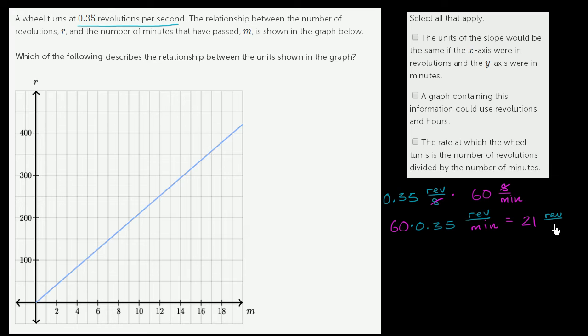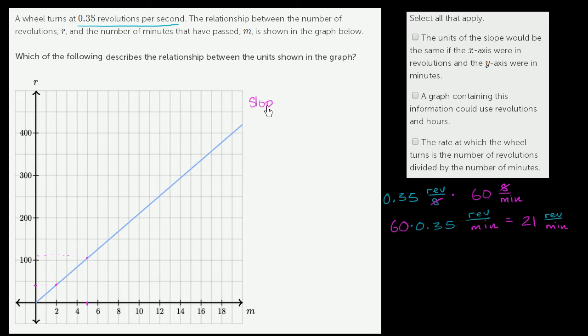Now, is that consistent with what we're seeing in this graph? Let's see. After 2 minutes, we should have 42 revolutions, and that looks pretty close to 42 revolutions. After 5 minutes, we should have 105 revolutions. Yep, that looks like what this graph is definitely doing. So it is definitely consistent with this information. Now let's see which of these statements are reasonable. The units of the slope would be the same if the x-axis were in revolutions and the y-axis were in minutes. So let's remind ourselves what slope is.